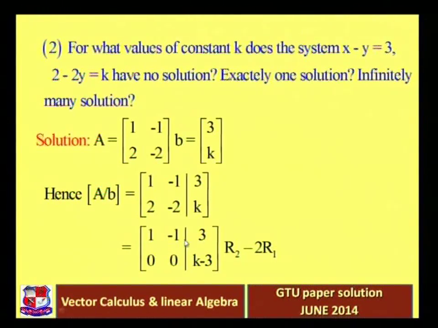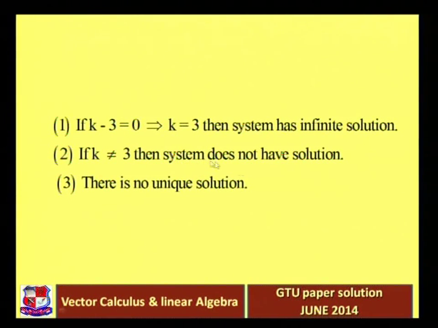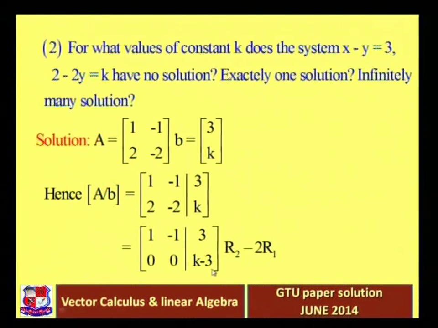So we have only one equation, that is x minus y is equal to 3. So in that case y is now our free variable. We can take y is equal to k, right, and corresponding to the value of k we get the value of x. So definitely we get infinitely many solutions. Now if k is not equal to 3, the system does not have a solution, because in that case this part is non-zero, right, and this is 0 0. That means we get 0 into x plus 0 into y equal to a non-zero element. That is not possible for any x and y.